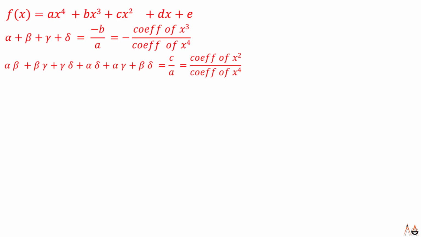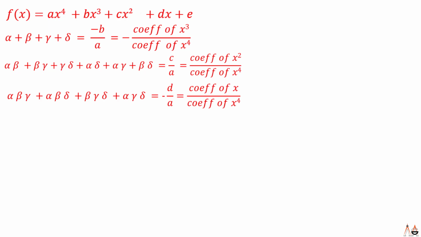And then the product of 3 of these zeros at a time, alpha beta gamma plus alpha beta delta plus beta gamma delta plus alpha gamma delta, is equal to minus d by a, which is the coefficient of x over the coefficient of x to the power 4. And finally, the product of all these zeros, alpha beta gamma delta, is e by a, and that equals the constant term over the coefficient of x to the power 4. And we can verify it.